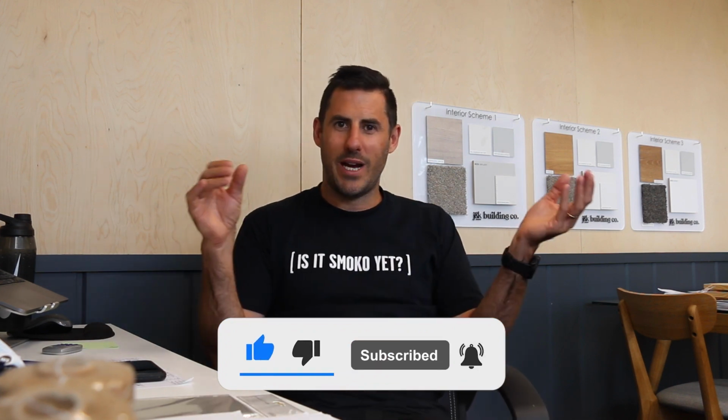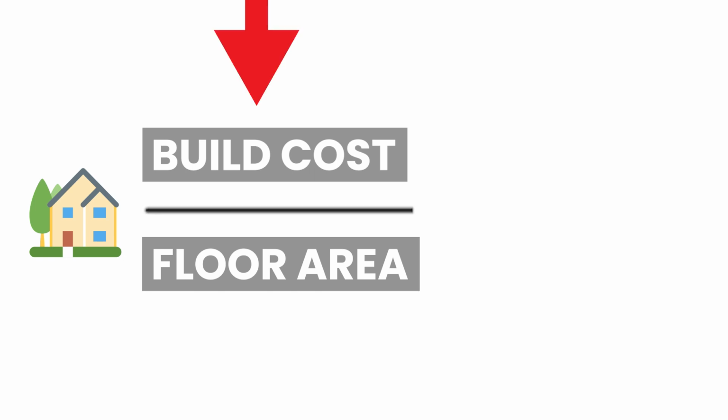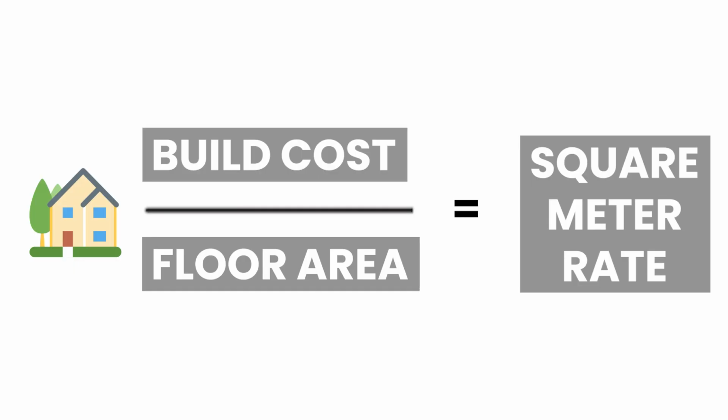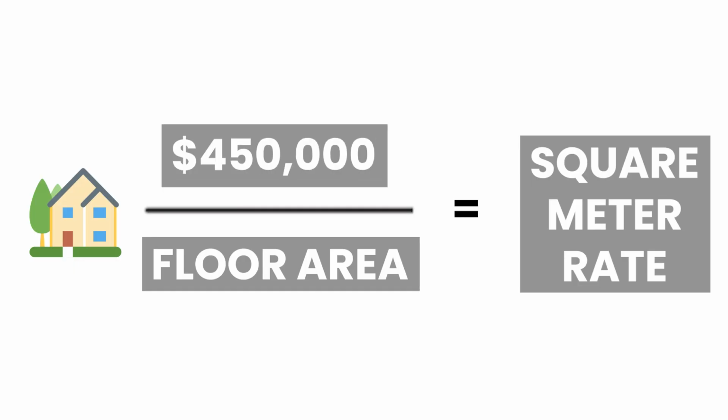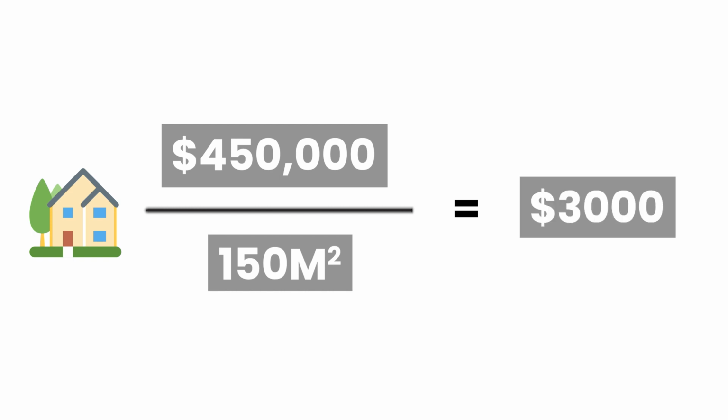So, real basics, this is your house here, and you're going to build it for this much money here, and this is the floor plan of that house. Basically, you just take this pot of money and divide it by this floor plan in a real crude, rough, ready way. That's your square meter rate. For example, a house may cost you $450,000 to build and it's 150 square meters. The square meter rate is $3,000 a square meter.